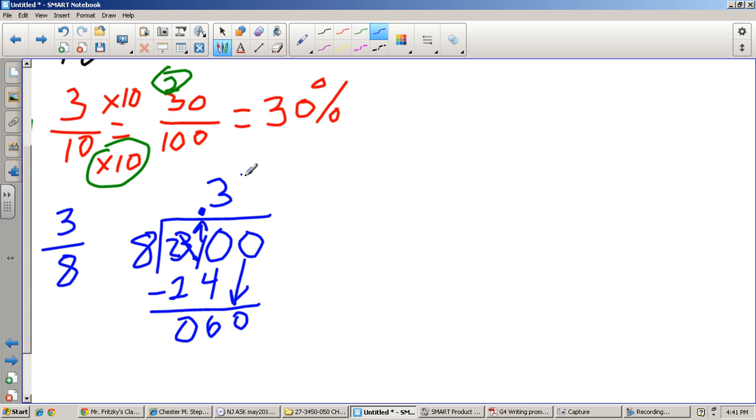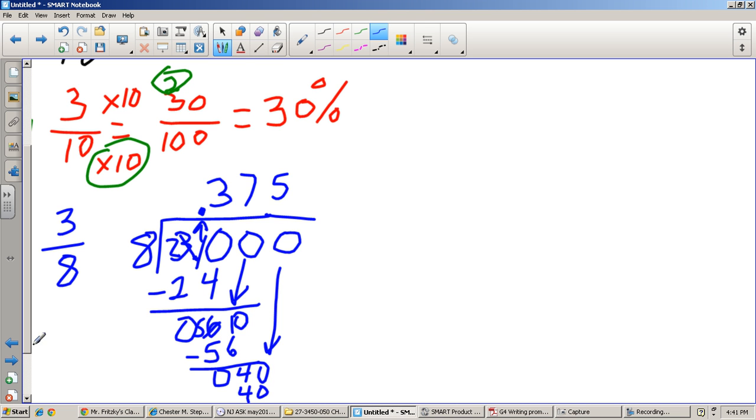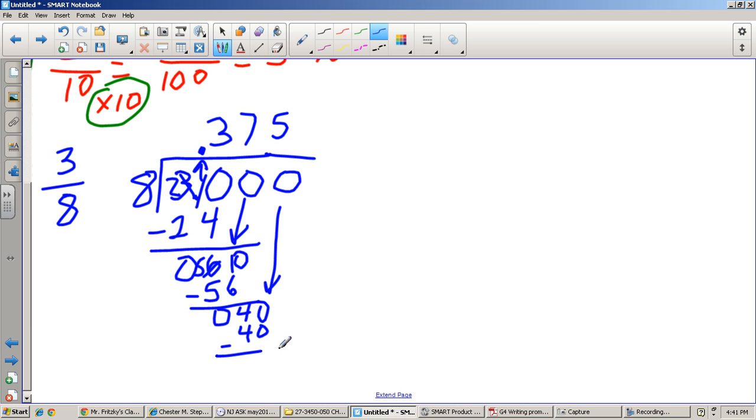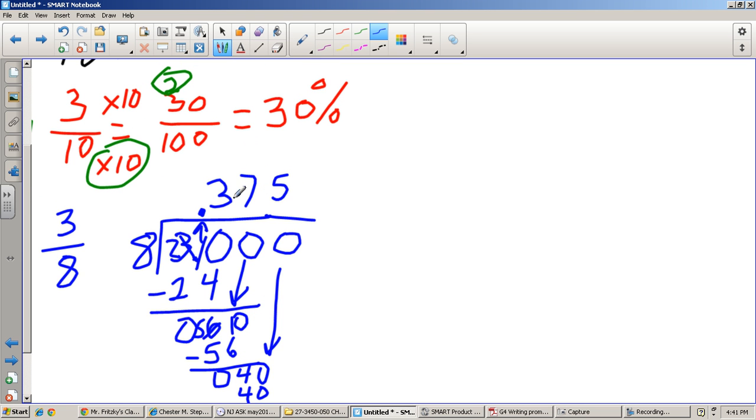8 goes into 60 7 times. 7 times 8 is 56. Subtract. I have to borrow again. This becomes a 5. This is my 10. 10 minus 6 is 4. And I have a 0. Still not done. Make another 0. Bring it down. 8 goes into 40 5 times. 5 times 8 is 40. So now when I subtract, I get 0. Finally have an answer. So my answer is decimal point 375, or 375 thousandths.